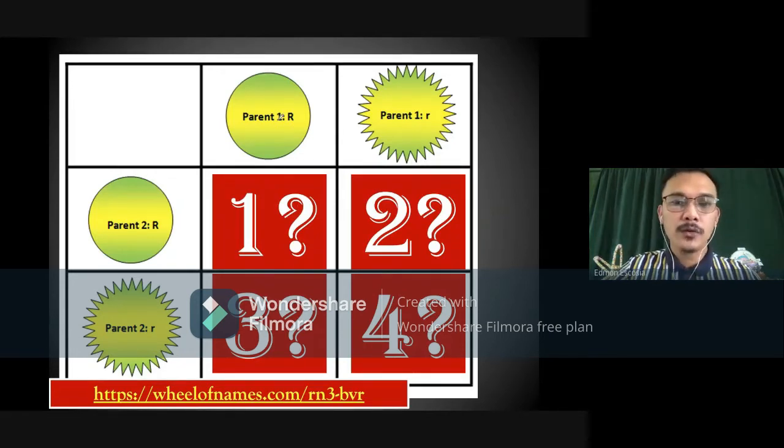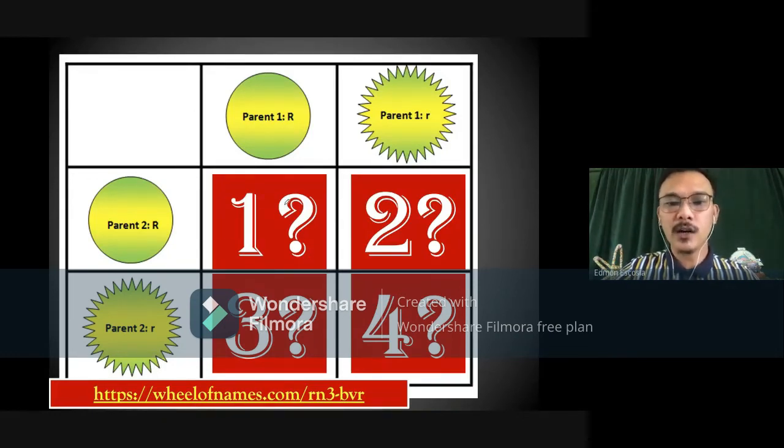We are going to cross these parents. This is parent 1 and this is parent 2. The characteristic of parent 1 is capital R, small r, meaning this is heterozygous round. The other parent also has the same characteristic, capital R, small r. Capital R means round, small letter r means wrinkled.